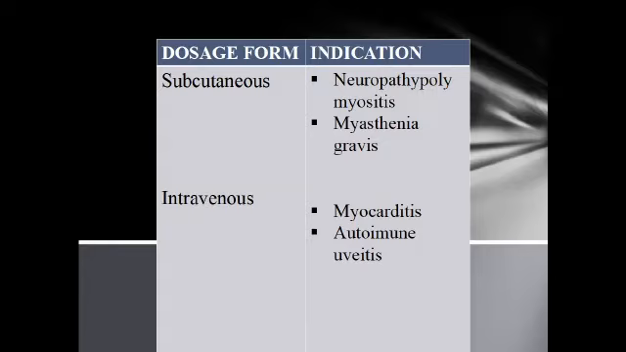Dosage forms, indications. First one is the subcutaneous form, used in neuropathy and polymyositis, and the second one is myasthenia gravis, and the IV form is used in myocarditis and in autoimmune uveitis.